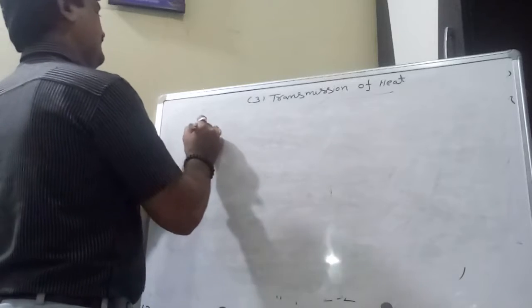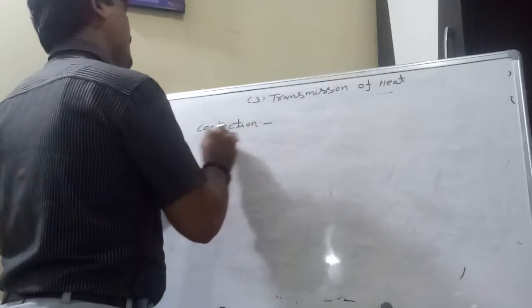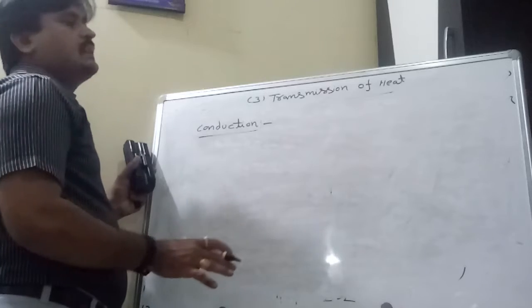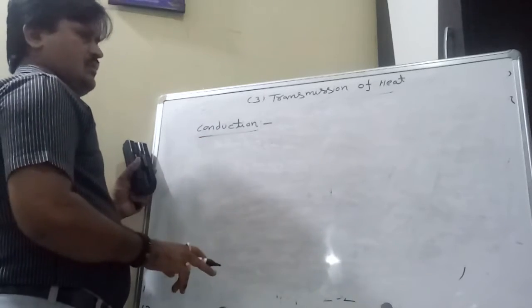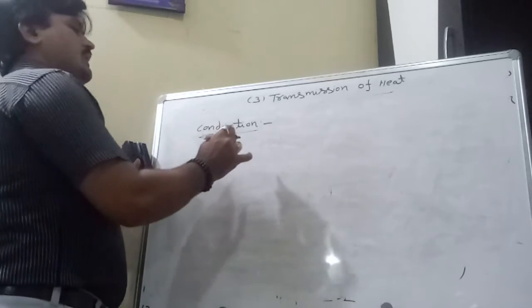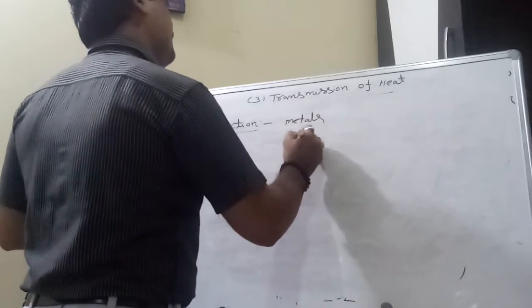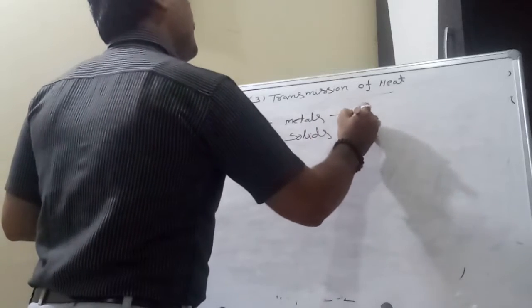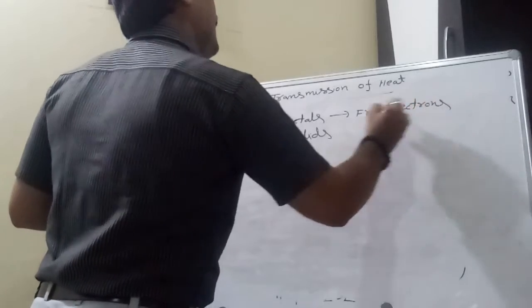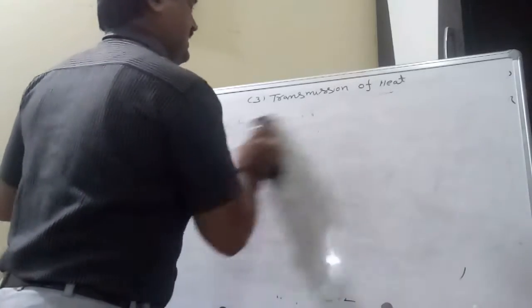Conduction: heat is transferred without the movement of the particles in the medium. That is called conduction. It takes place only in metals and solids that have free electrons. The electrons do not move; the heat transfers from one place to another place. That is called conduction.